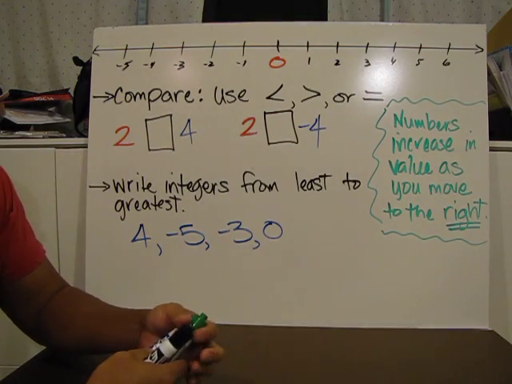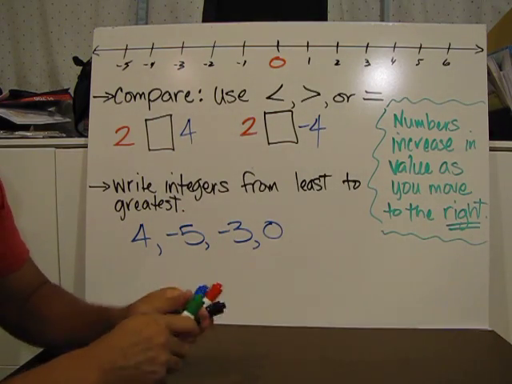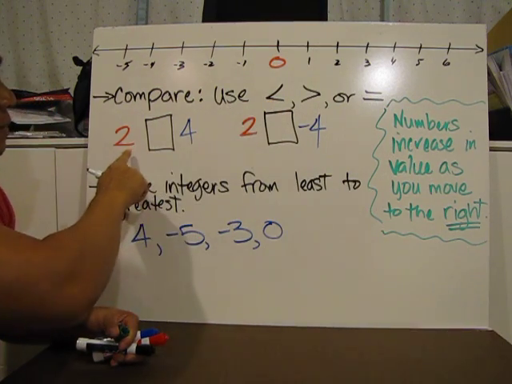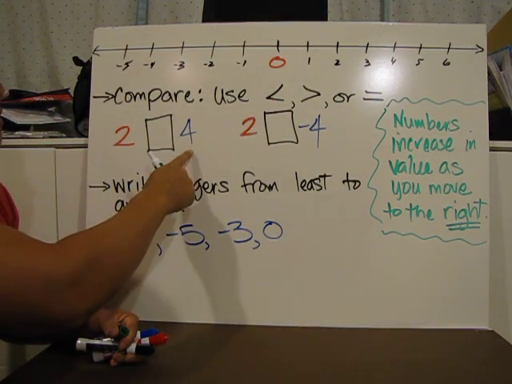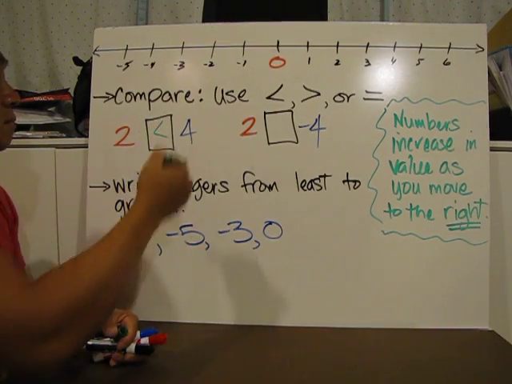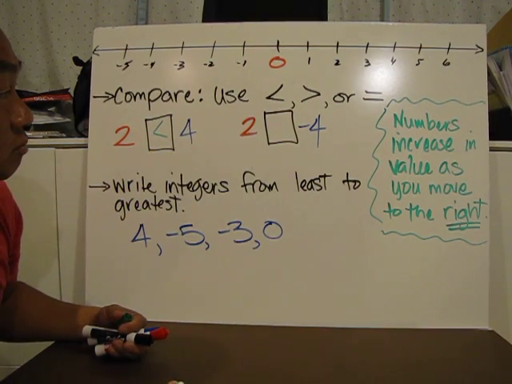So all you have to do here is use one of our symbols, less than. This would mean that 2 is less than 4. That's true.